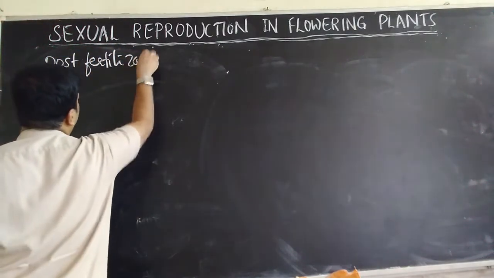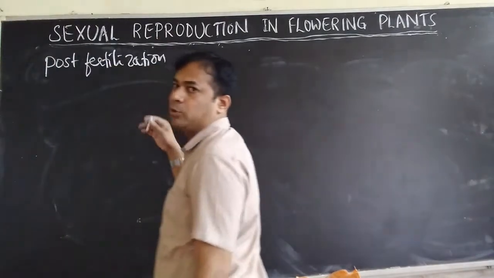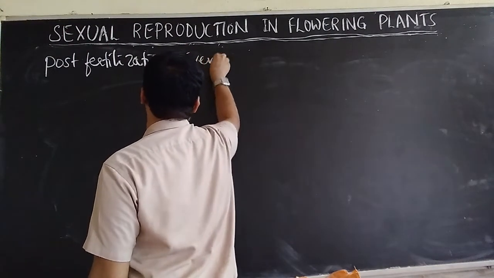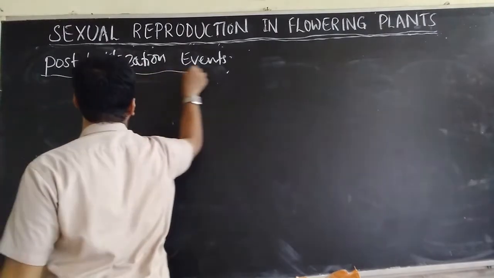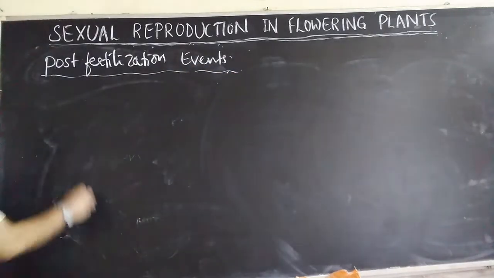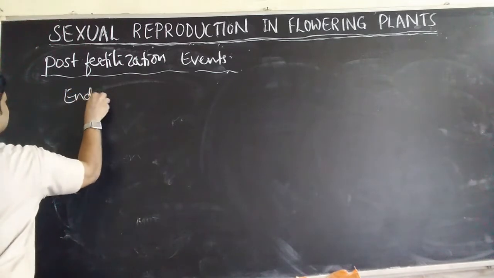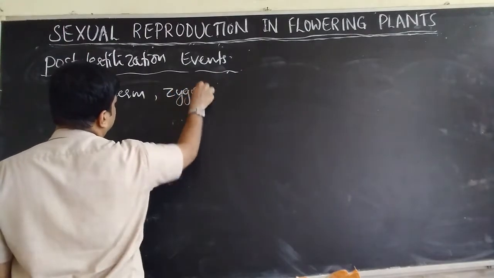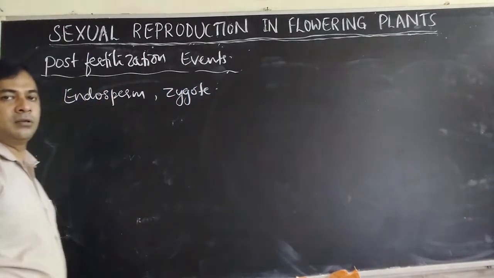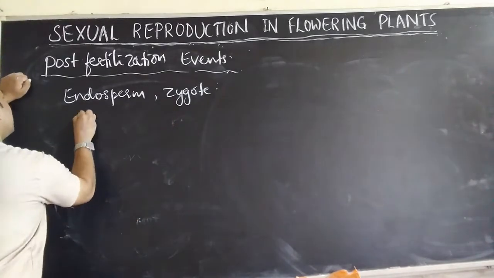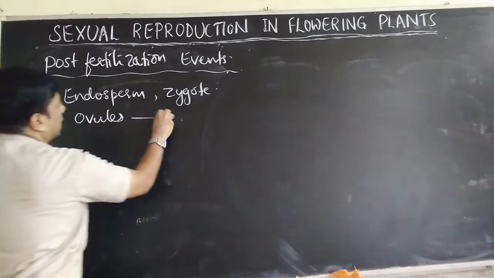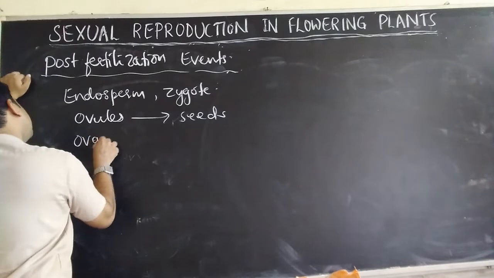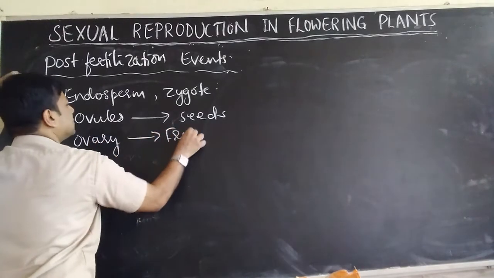After fertilization, what happens? What is produced? That is post-fertilization. Post means after. Post-fertilization events or changes. After fertilization, what is produced? There will be formation of endosperm and there will be formation of zygote. Ovules will become seed after fertilization. Ovules will become seeds and the entire ovary becomes fruit.